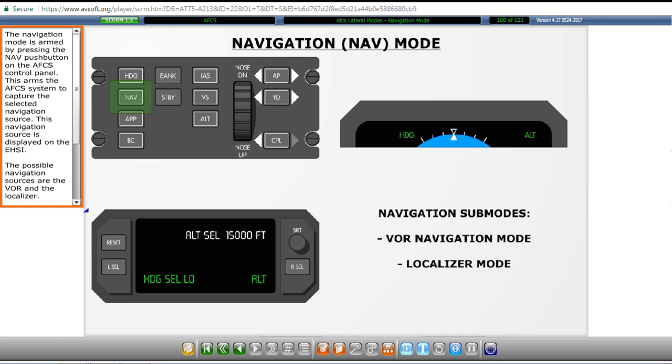The navigation mode is armed by pressing the nav push button on the AFCS control panel. This arms the AFCS system to capture the selected navigation source. This navigation source is displayed on the EHSI. The possible navigation sources are the VOR and the localizer. Click on the Nav push button to arm the VOR.